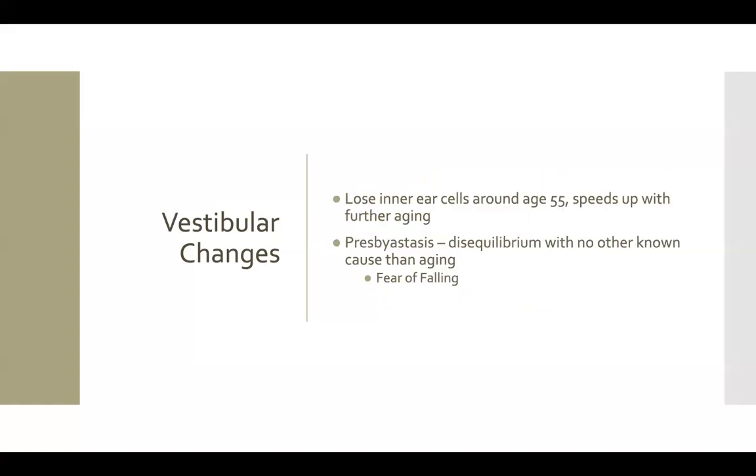Then we have vestibular changes, so that loss of the inner ear cells around age 55 speeds up with further aging. So remember, our vestibular system is going to require our eyes, muscles in the joints, as well as our inner ear. So it's not necessarily one thing being affected, it's all of these things. You have this vocabulary word, presbystasis, which is a disequilibrium with no other known cause than aging. So they may present with a wide gait, so their legs are spread out more, they're staggering, they may make unsteady turns.